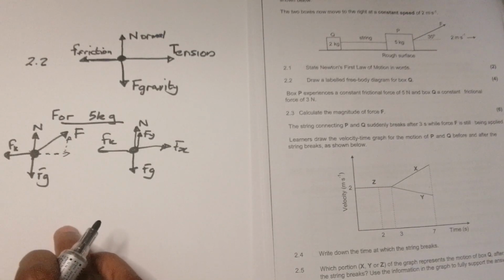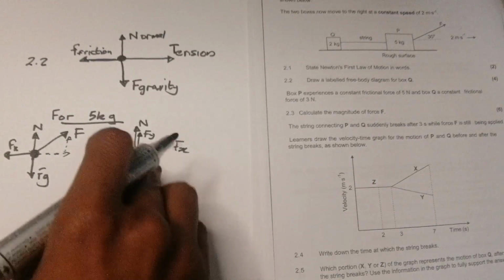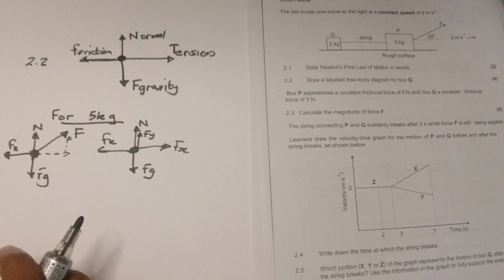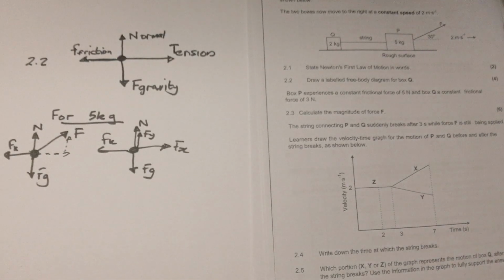So what do we do? We're looking for force F. Now, I won't deal with the vertical dimension. You know why I won't do that? The reason is that normally we deal with that when we want to find out the frictional force.